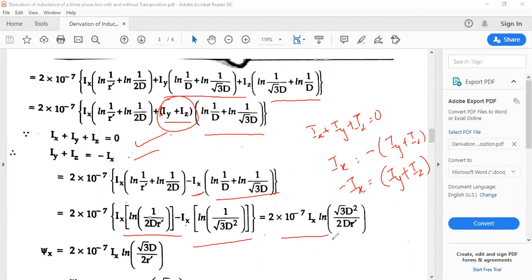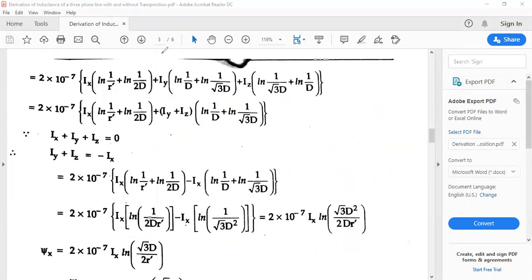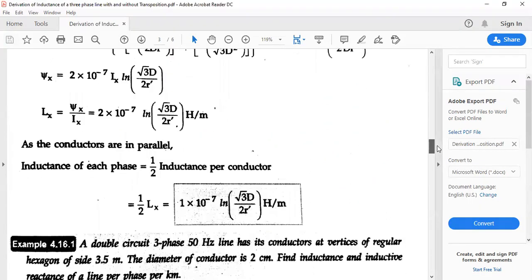So 2 into 10 power minus 7 into Ix ln of root 3 d squared divided by 2d into r dash. The d term and the d term get cancelled here, so Ix is present. So 2 into 10 power minus 7 Ix ln of root 3 d divided by 2 r dash is present there. These are the terms which are being used there.